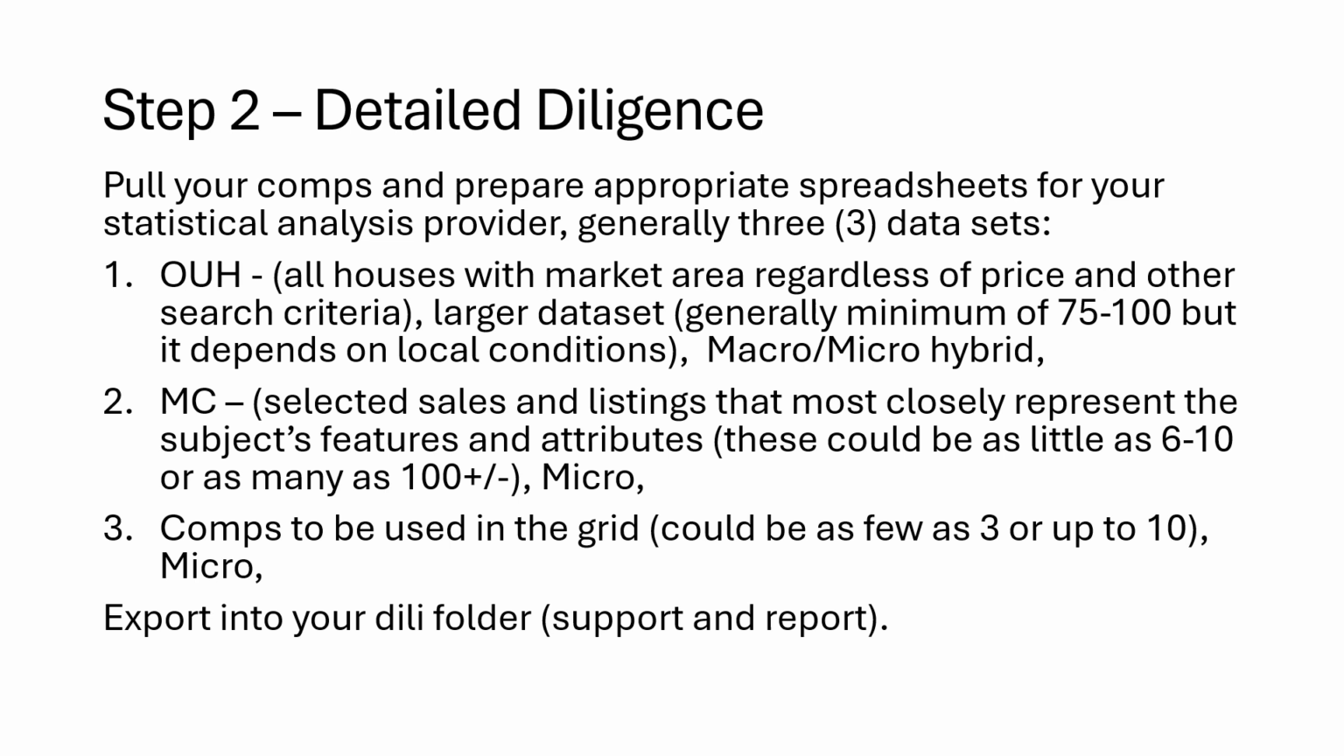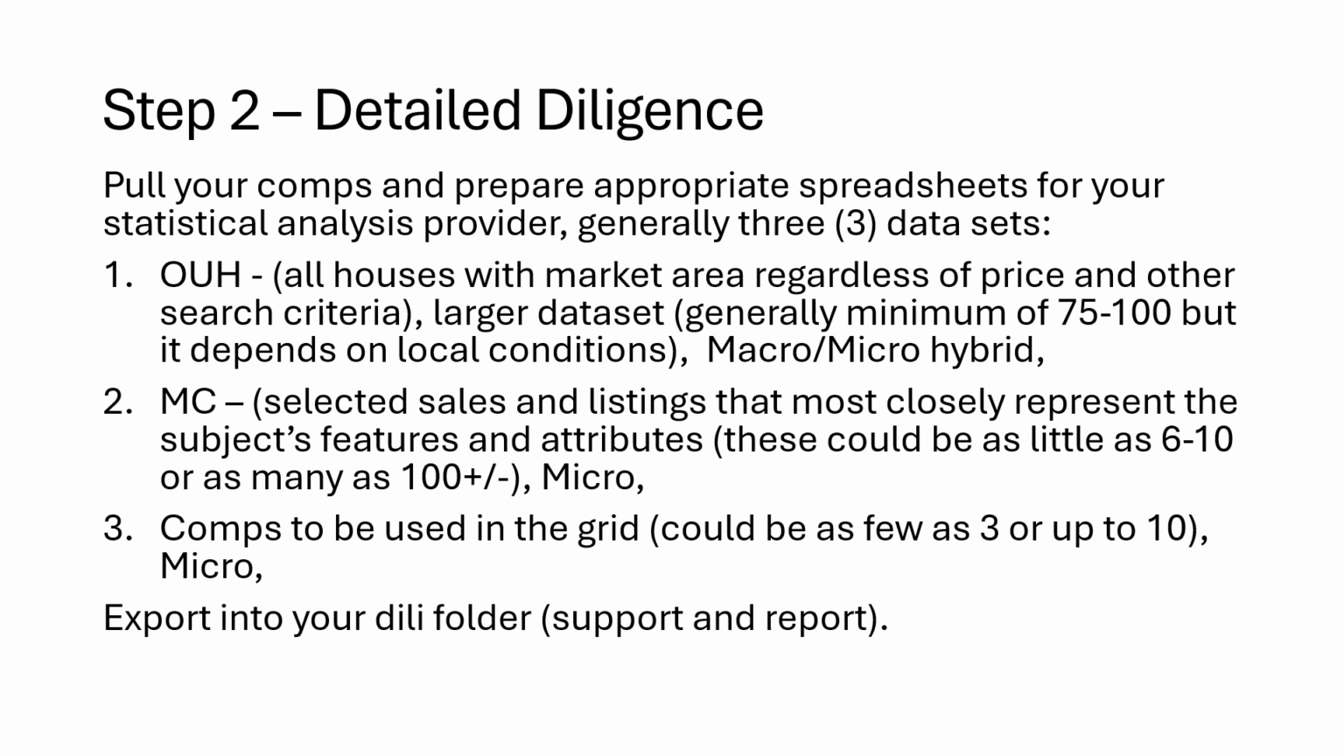Your market comparables are really those that you're using to make up the old 1004 MC. These are selected sales and listings that most closely represent the subject and its features. These could be as few as 6 to 10, or, depending on your marketplace, 100 or more. This is fairly micro statistics, and I do break them down between micro and macro. I think it's important that we look at both.